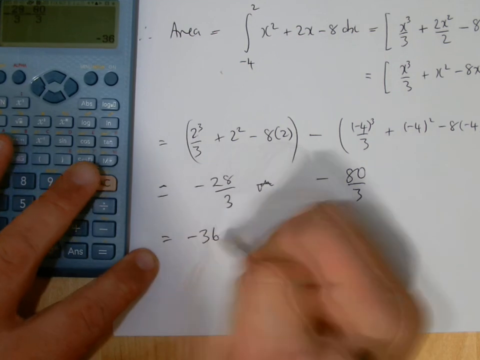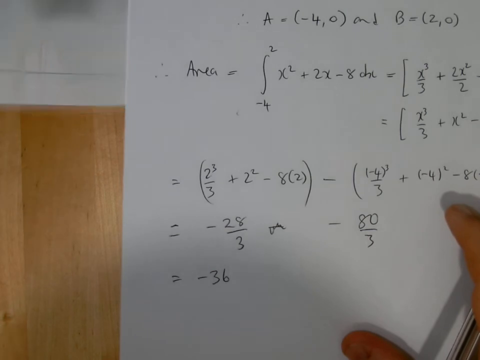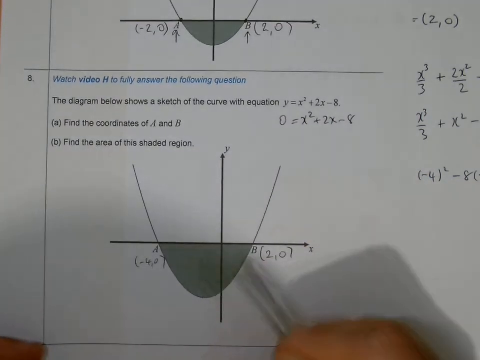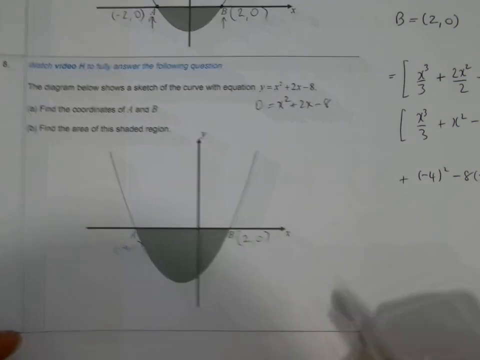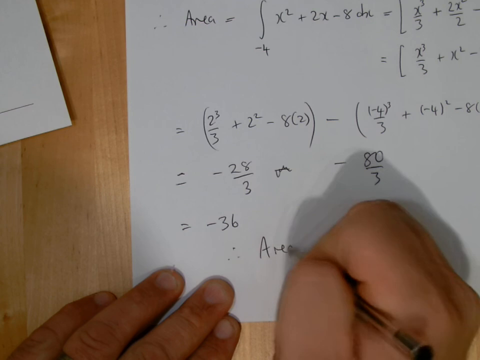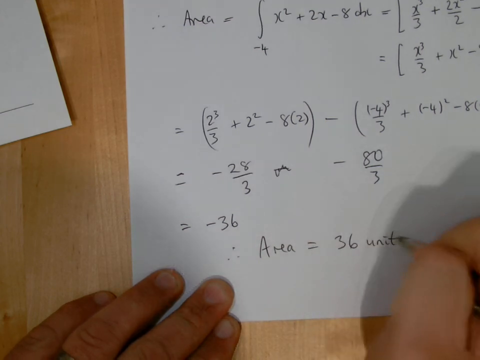Now remember, as I discussed last time, if you have a negative answer, it's because the curve is underneath the x-axis, so we've got negative y values here. That's why mathematically it comes out as negative. But when it comes to area, you need to say the positive of that. So therefore, the area equals 36 squared units.